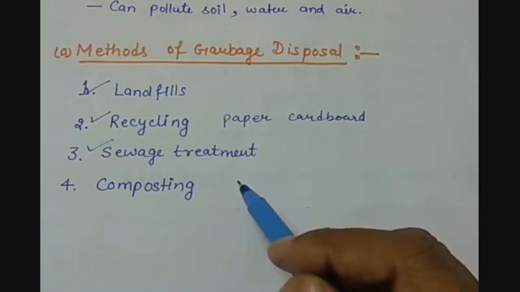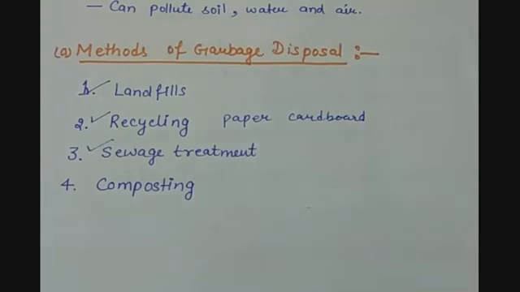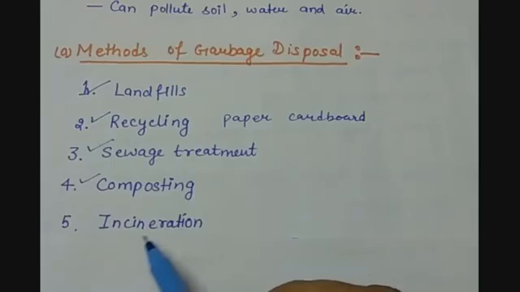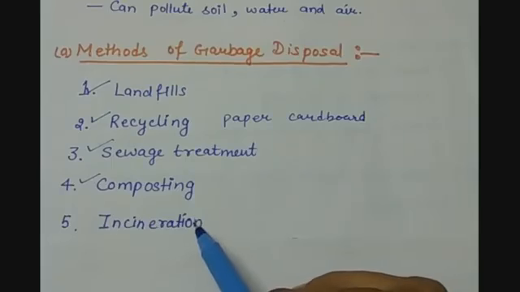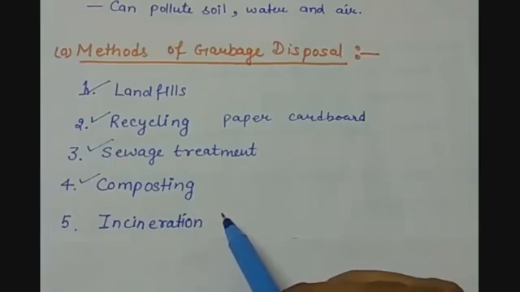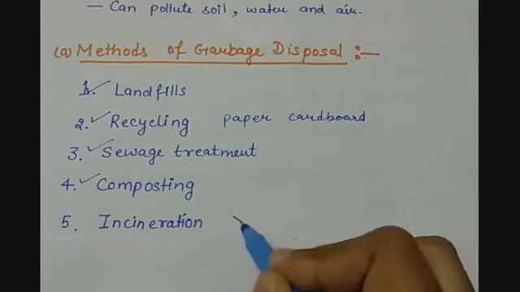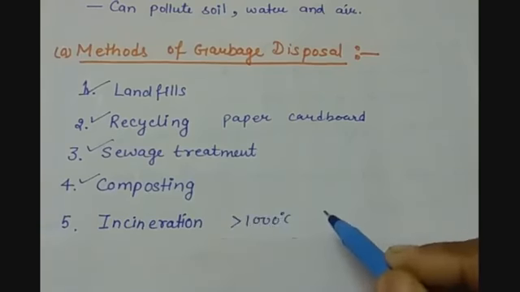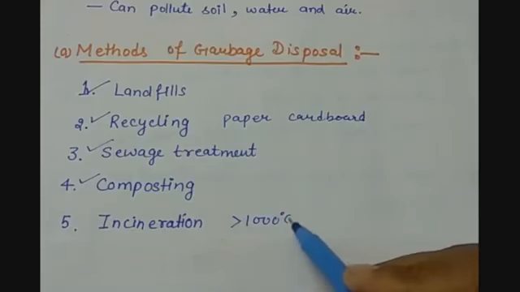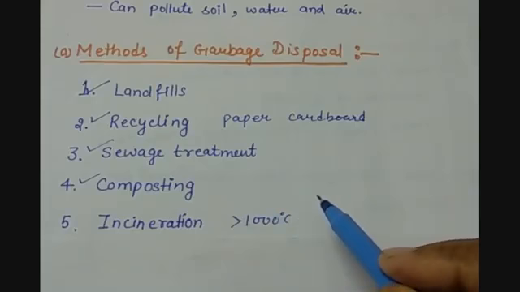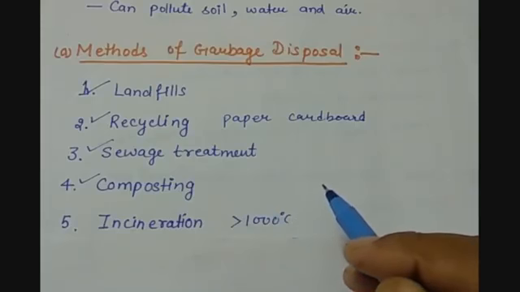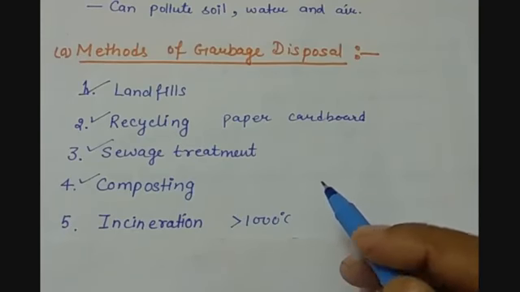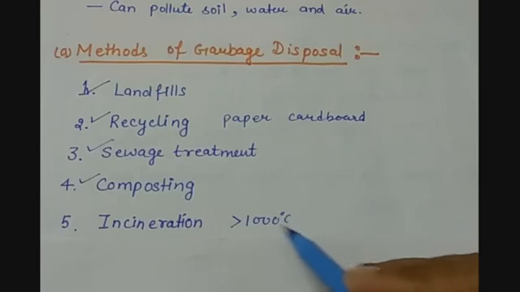Last is incineration. Incineration is a process of burning the organic substances at a very high temperature, let's say greater than 1000 degrees Celsius, to form ash. What is the benefit of it? Wherever we have a lack of land area to collect the waste or to dump the garbage, in those cases it is done.